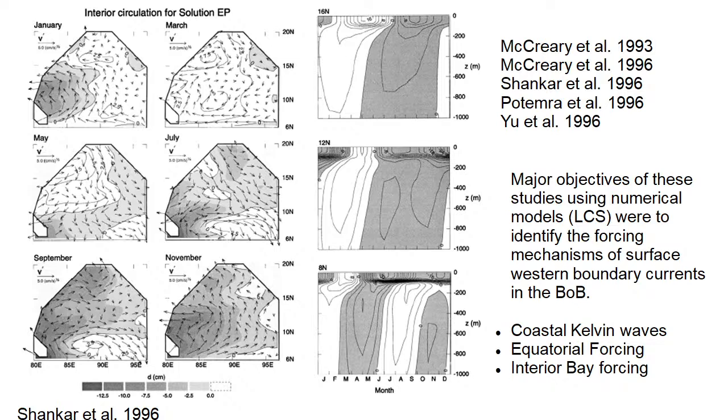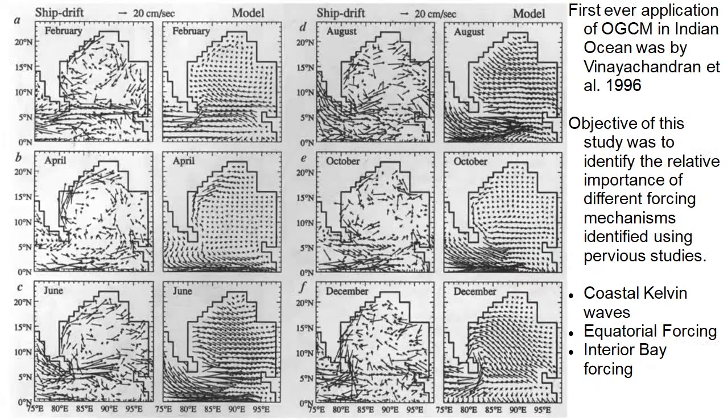So these model studies were useful. But in 1996, this was the first ever application of a complete general circulation model, called the Modular Ocean Model, MOM. Professor Vinay Chandran was doing his PhD at that time in IISc, so he took up this challenging topic to model the Bay of Bengal using a general circulation model. This was the first ever application of GCM in the Indian Ocean region.